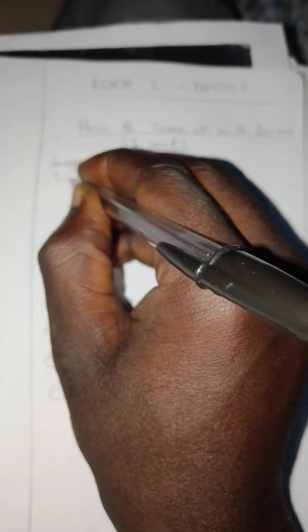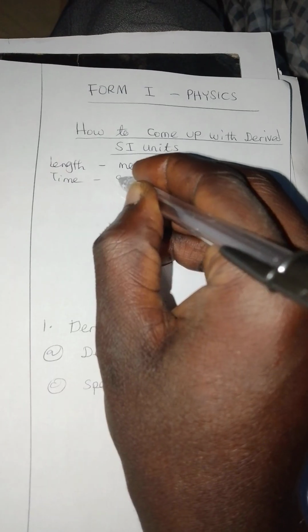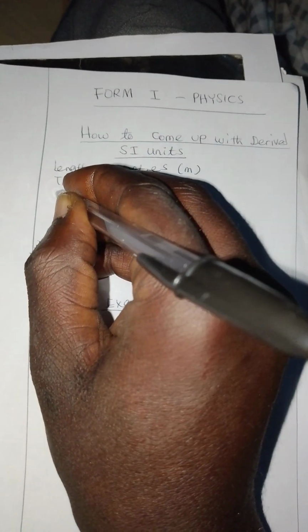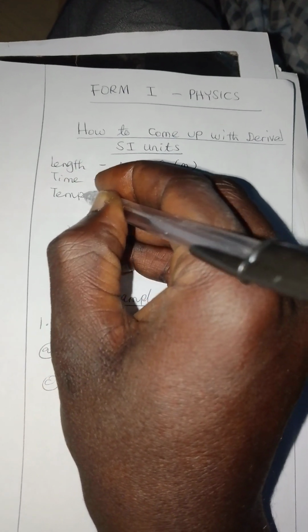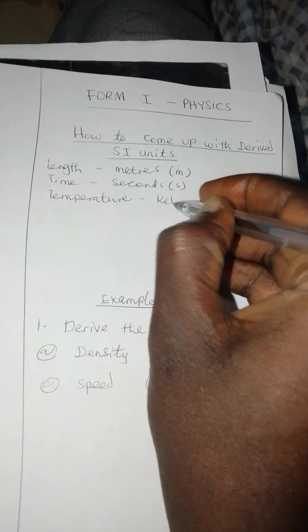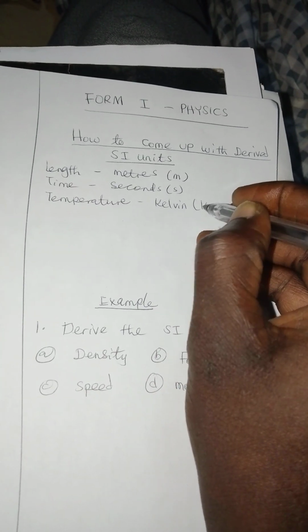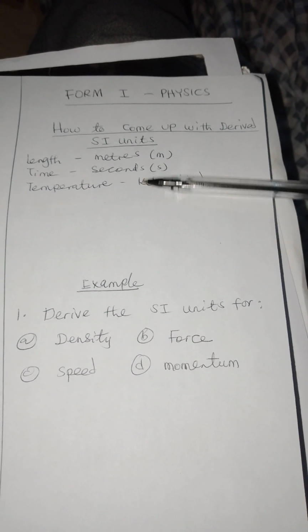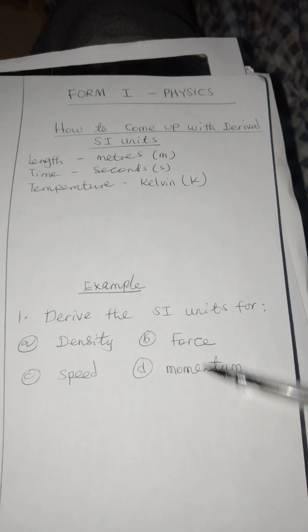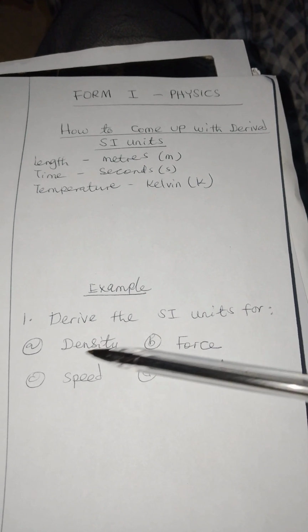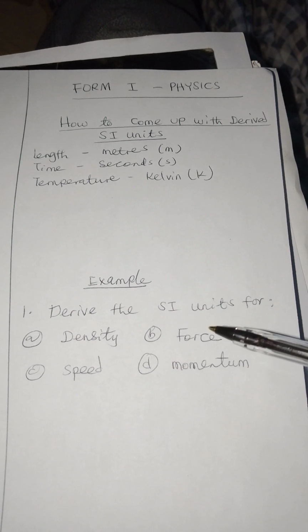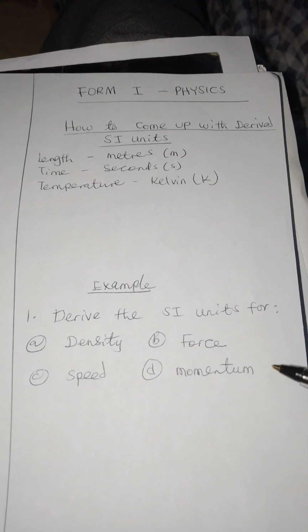And time, we know the SI unit for time is seconds, and the symbol is s. And we have temperature. We know the SI unit for temperature is Kelvin. And so on, but in our study we'll just use these to help us come up with the derived SI units that are here, because look at the example. You're asked to derive the SI units for density, force, then we have speed and momentum.